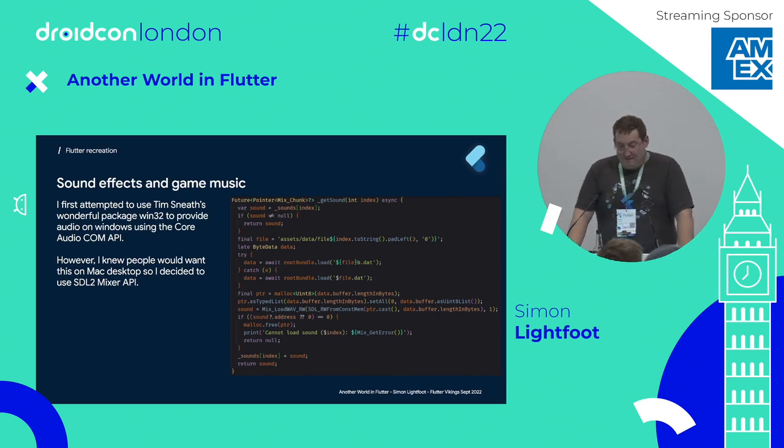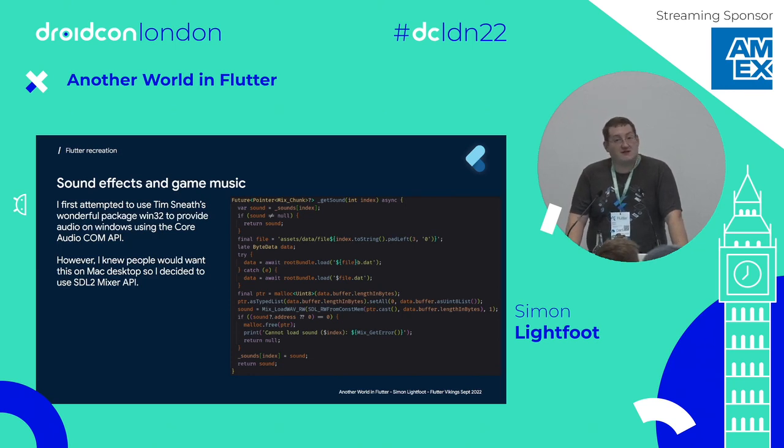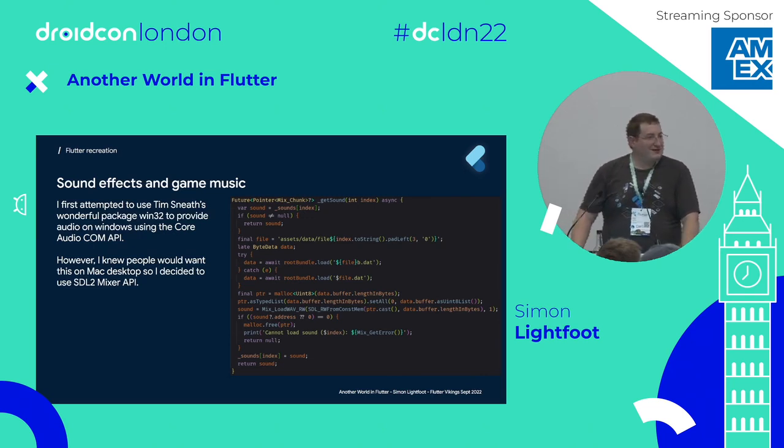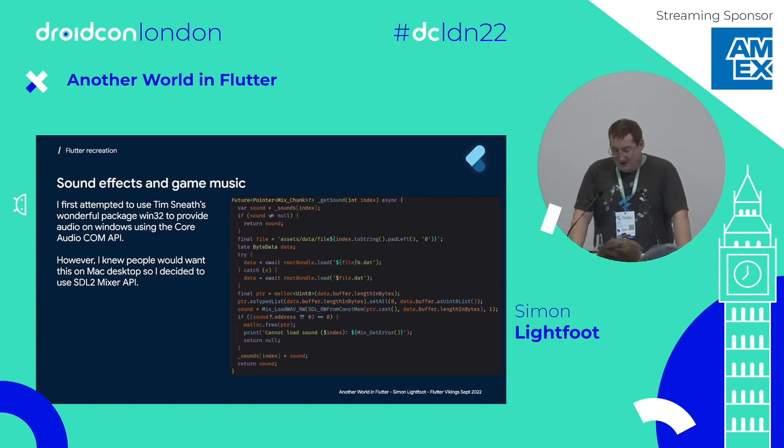Since I was building this for Windows initially, I thought I'll use Tim Sneath. Tim Sneath, the product manager at Flutter and Dart, made a package called Win32. He comes from Microsoft, so he knows all the APIs, and if you want to do anything on Windows, use the Win32 package. I highly recommend it. However, to use the core audio APIs on Windows and to go low level is going to take some time. And I also knew there are people I know with Macs who want to use it. So what can we do that's multi-platform?